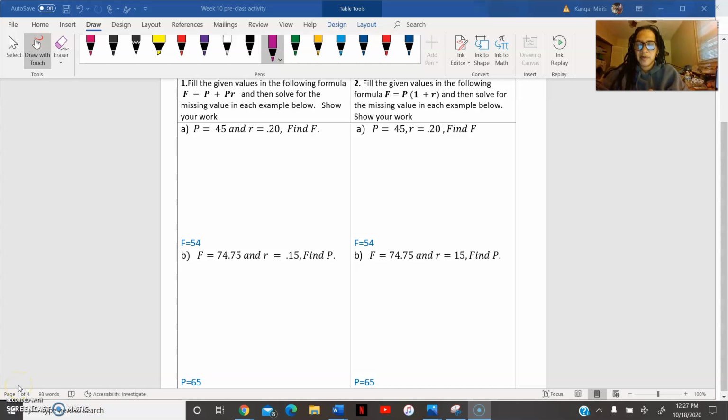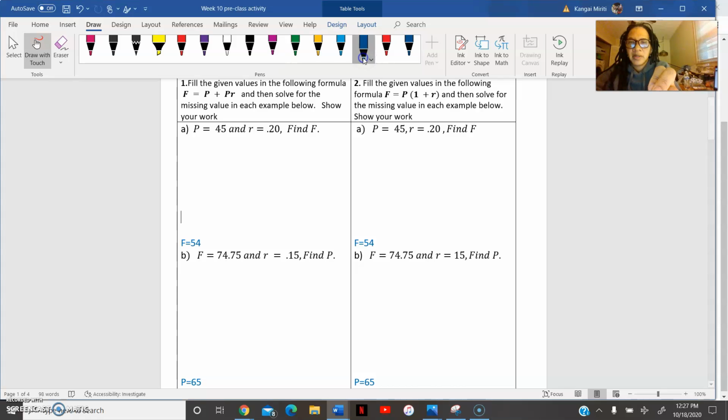So here's a review of the problems that you just worked on for solving an algebraic equation for a missing variable. So let's just go over each one. A good thing to do first is just to write this formula here in front of you. And then we want to fill in the values that we've been given.